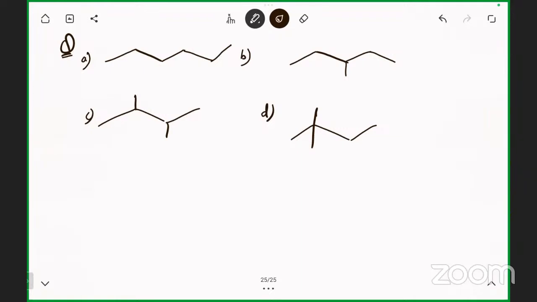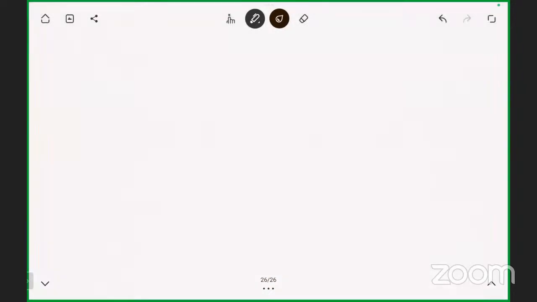Any answer? They have the highest boiling point. Why? No branch. Number of carbons is the same for all, but there is no branching. Okay. What about the least boiling point? C and D. Yes, A and D will have the more.